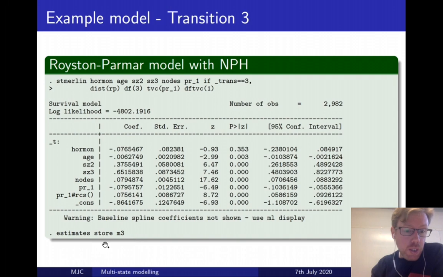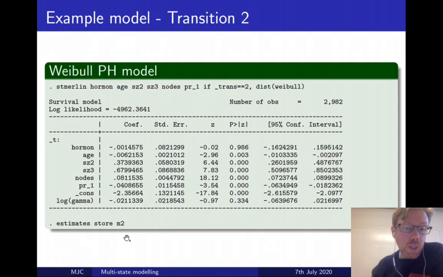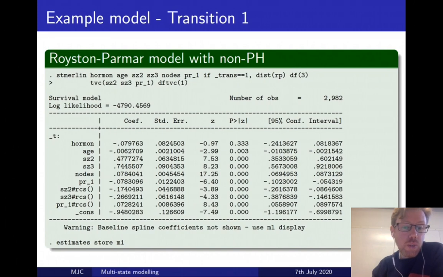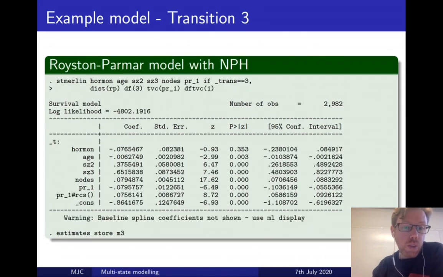Now, what I haven't mentioned is that after each of these model fits, I'm storing the model objects. So I've got model 3, model 2, model 1, okay, for transition number 1, 2, and 3. I've stored my results, okay?